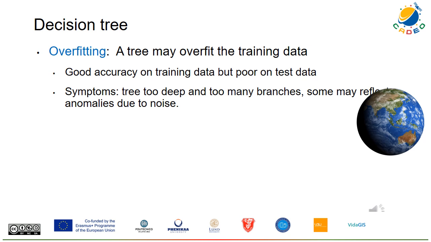Next, I will introduce some disadvantages of decision tree. First is overfitting. A decision tree may overfit the training data. It means the decision tree can achieve good accuracy on training data, but poor performance on test data. Here are some signs of overfitting. For example, the decision tree is too deep, and there are too many branches. Some of them may reflect anomalies due to noise. In these cases, the decision tree could be overfitting.